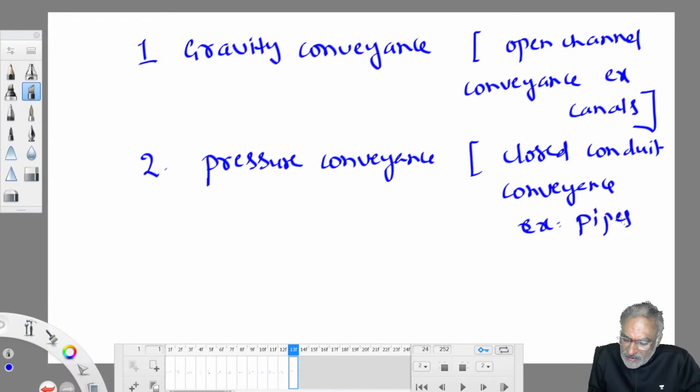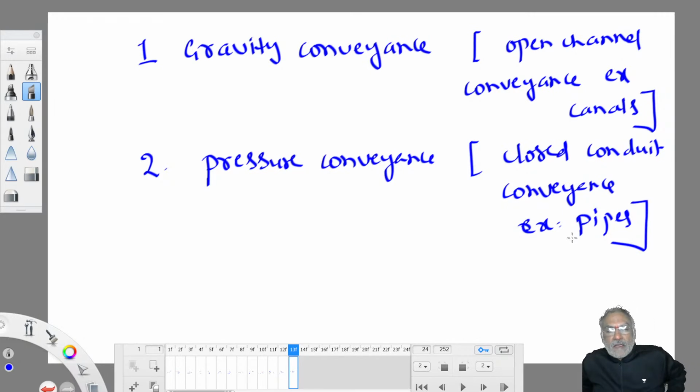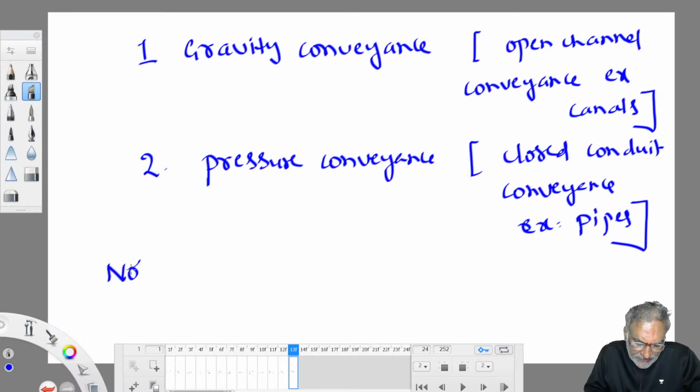We use a set of pipes to carry water from the source to the community. So till we deliver water to the community, we use a set of pipes. Normally pressure conveyance is preferred to gravity conveyance. The reason being, over a period of time, pressure conveyance is more economical than gravity conveyance because we are located in a tropical climate zone. So evaporation losses and all are very high.